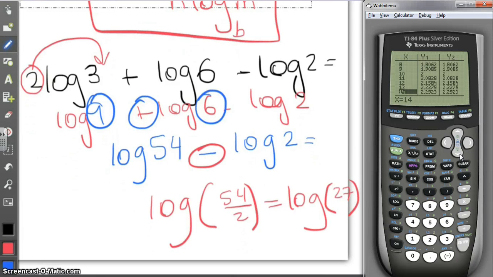So this is how basically they use the rules. They might either ask you to simplify or they will ask you to expand. So it's according to the question. So I hope you understand this lesson. We'll continue tomorrow.